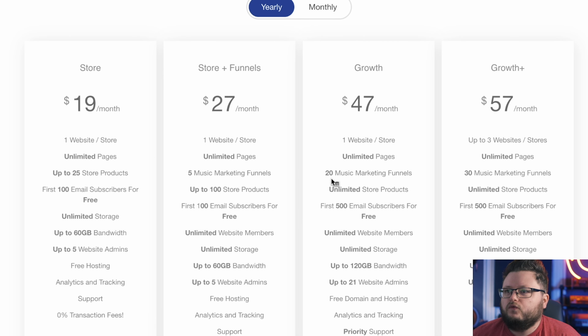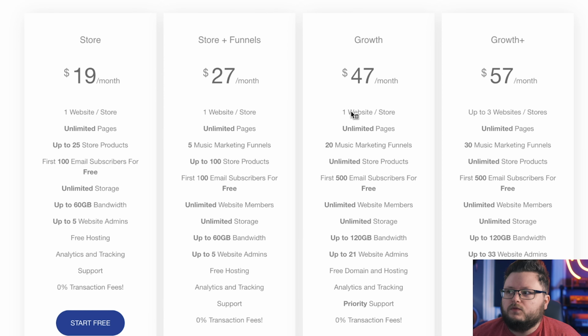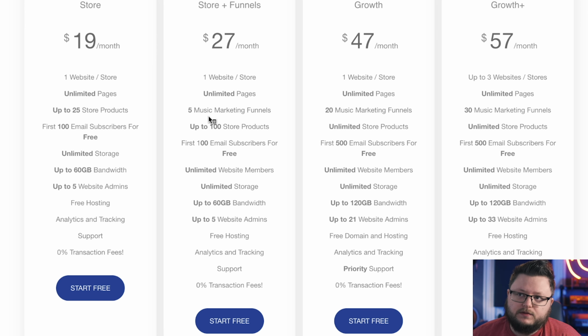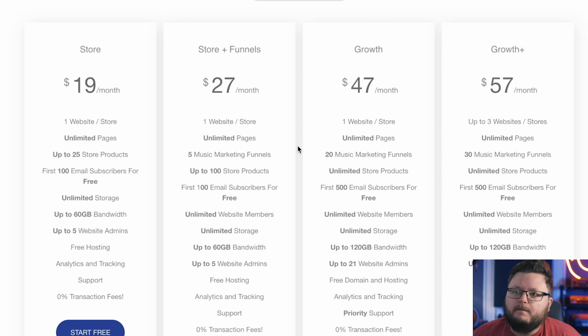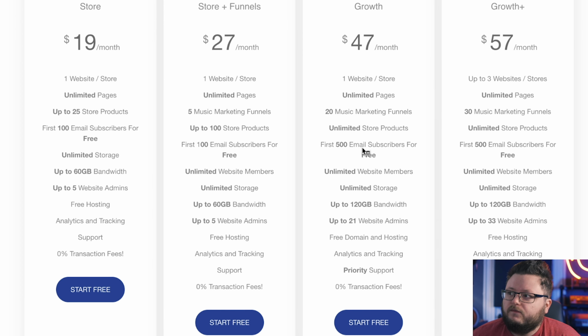So moving on up to the growth plan, you have one website, one store, unlimited pages, 20 funnels. So in this one, you get 5 funnels, which really just depends on how much you have going on. For some people, 5 funnels is going to be fine, and for others, it's not going to be. So that's a huge difference here, right? You're getting 4 times the funnels for less than double the price, and that's just up to you to figure out if you need it. But in addition to that, you're also getting 500 email subscribers for free instead of 100 for free. So depending on if you're going to use our email platform or use your own, that will either matter a lot to you or won't matter to you at all.